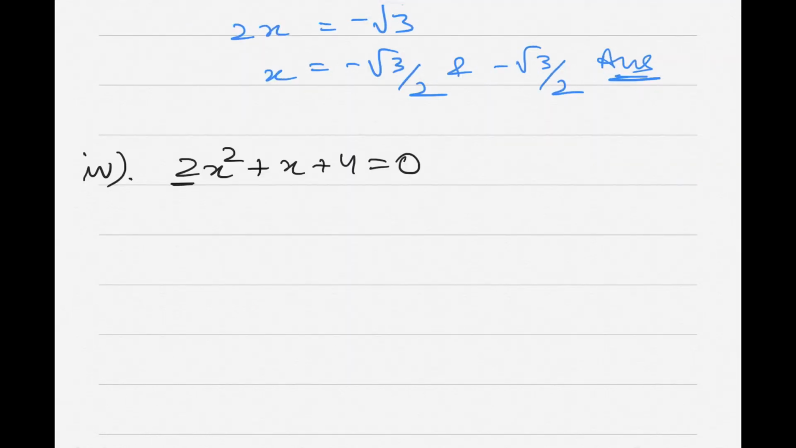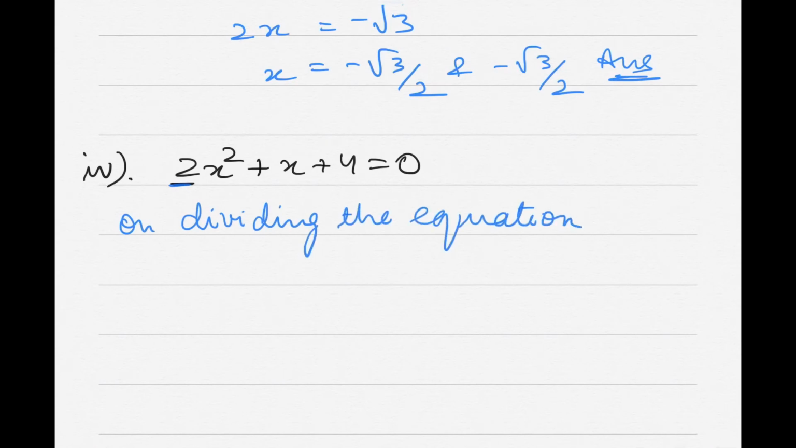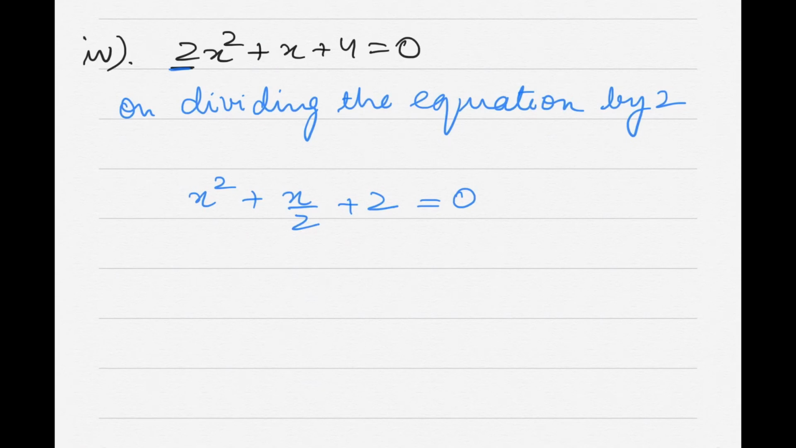So next, the fourth part of the question. This is the last part of the first question. And again we know that this 2 is not squared. So first I'll divide the whole equation by 2. On dividing the equation by 2, I will get x square plus x by 2 plus 2. It's similar to the second part, only the sign is different for the 4, right?